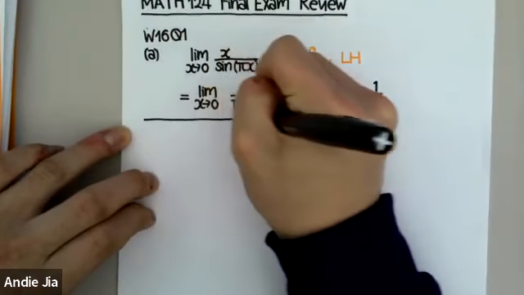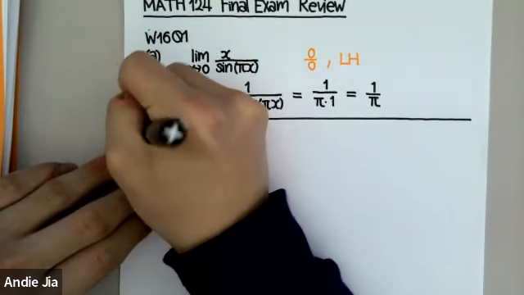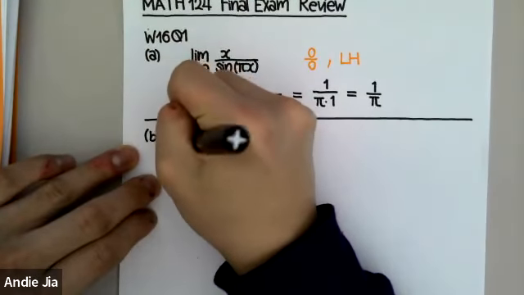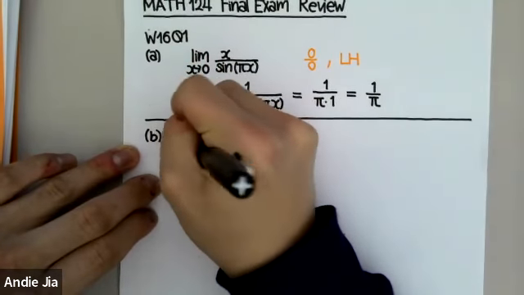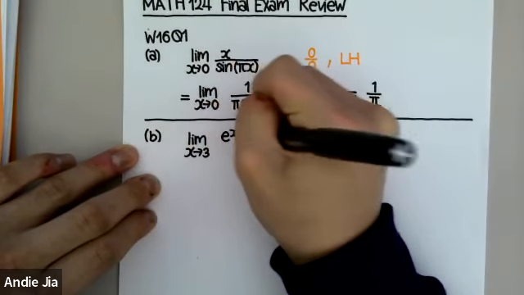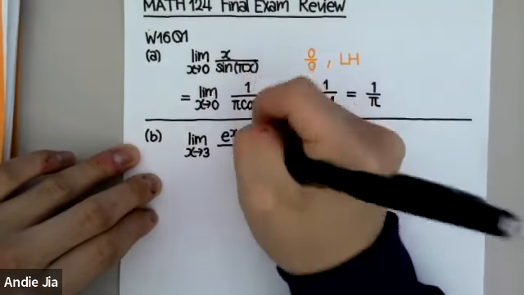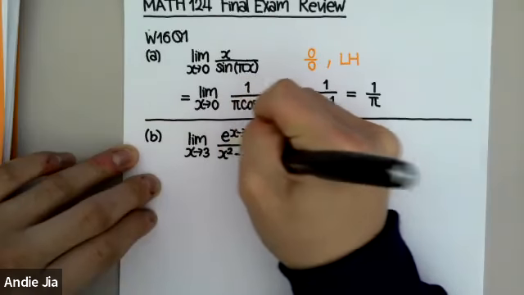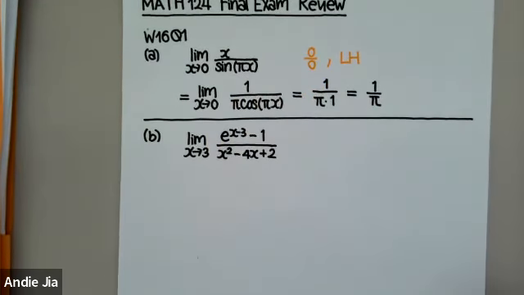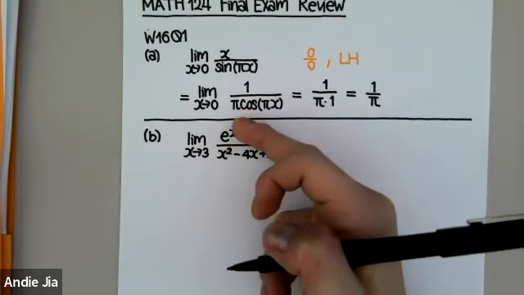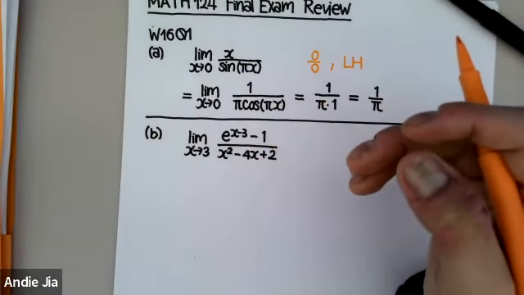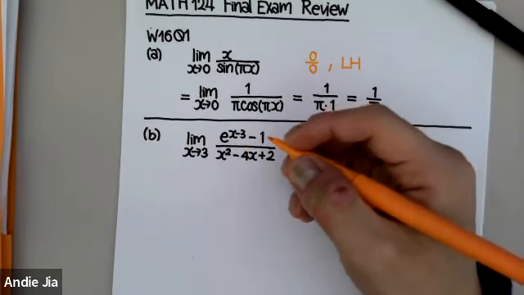The next one, question 1b, is a limit: the limit as x approaches 3 of e to the power of x minus 3, minus 1, over x squared minus 4x plus 2. Now we write the indeterminate form. E to the power of 0 is 1, and 1 minus 1 is 0.